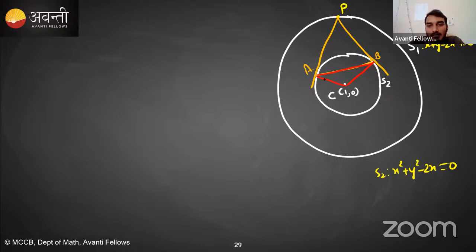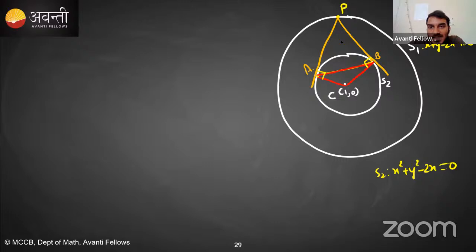Now students, tell me, first of all, CA is a normal to the circle S2, so this is perpendicular. CB is also normal, because CB is the line which is passing through the center of the circle, and any line which passes through the center of a circle acts as a normal, right?